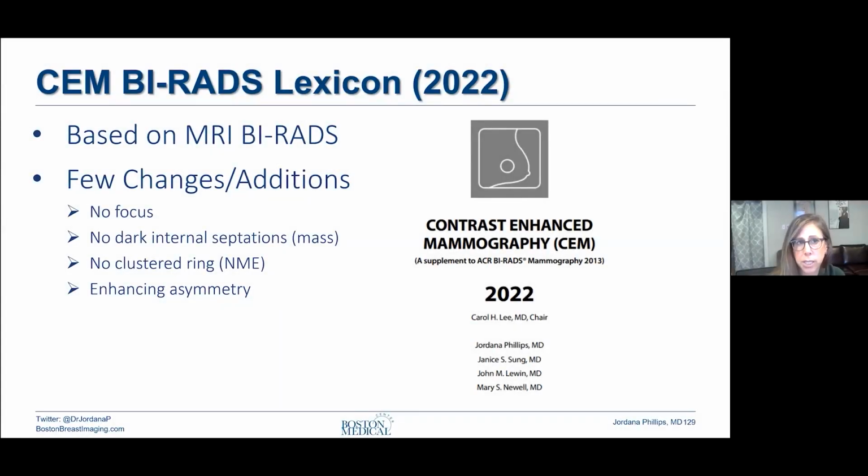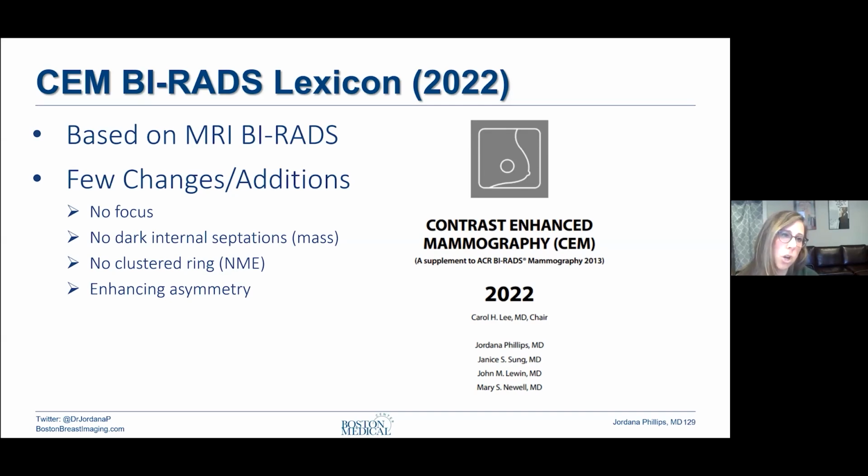Another notable change is that there's now a lexicon for how to interpret the imaging findings, which obviously I've not gone into any information about how to interpret the images that we see. Mostly the lexicon is built around the low energy images being similar to mammography and the recombined images being similar to MRI. So the lexicon is really geared towards mammography and MRI characteristics.